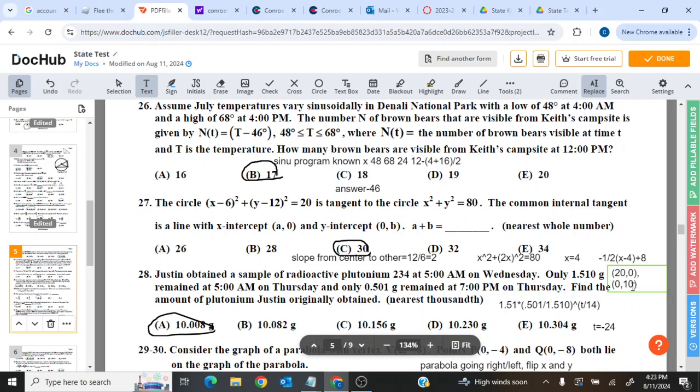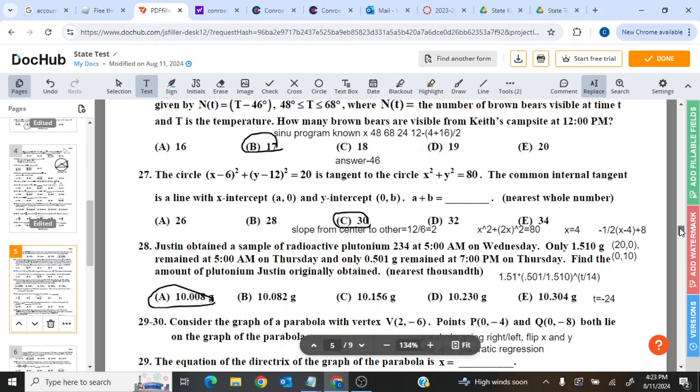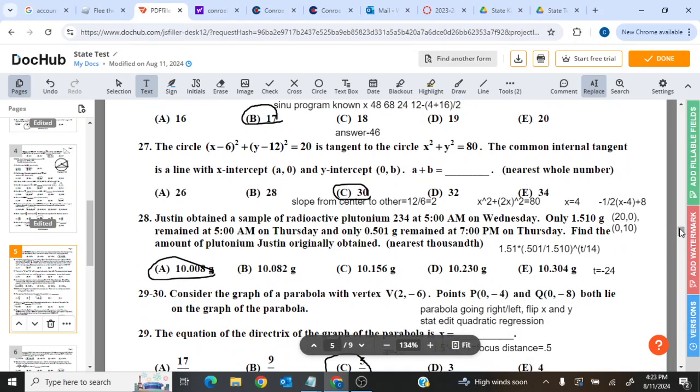Next: someone obtained a sample of radioactive plutonium at 5 a.m. on Wednesday. Only 0.151 grams remained at 5 a.m. on Thursday, and 0.501 remained at 7 p.m. on Thursday. Find the amount of plutonium originally obtained.